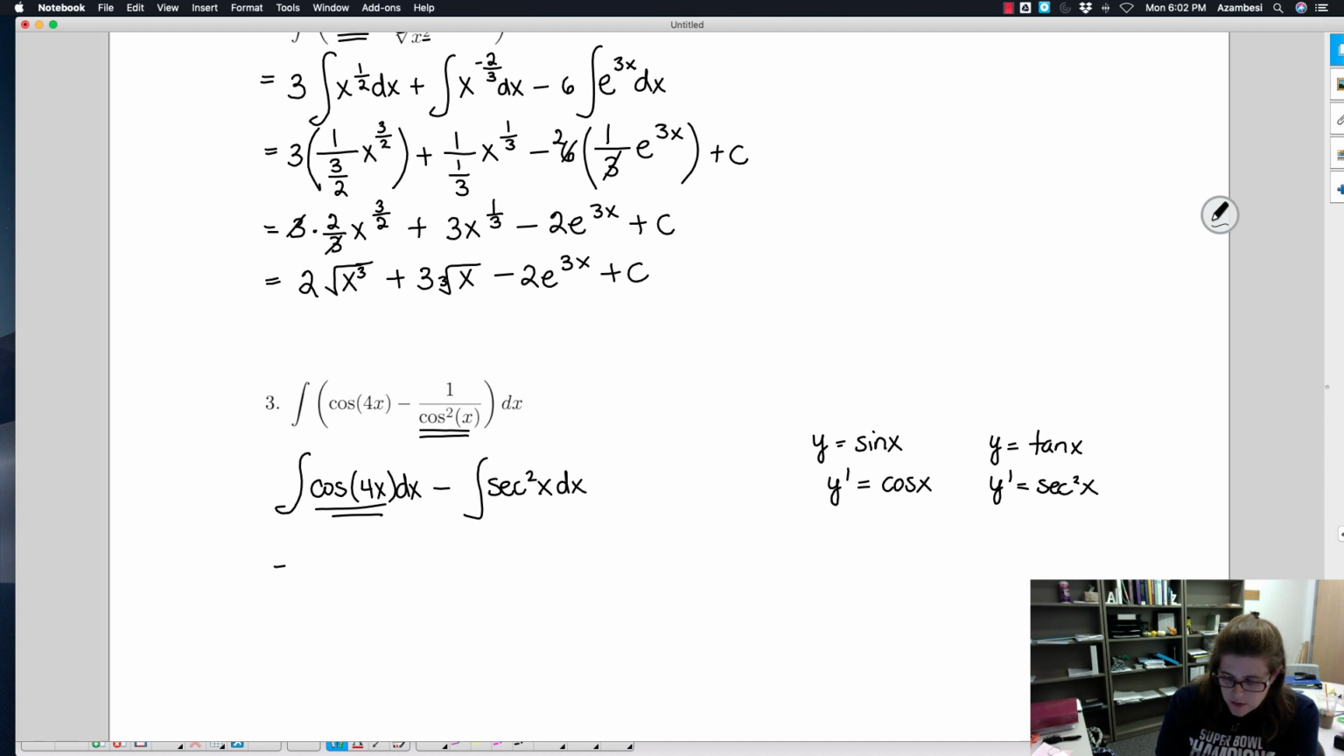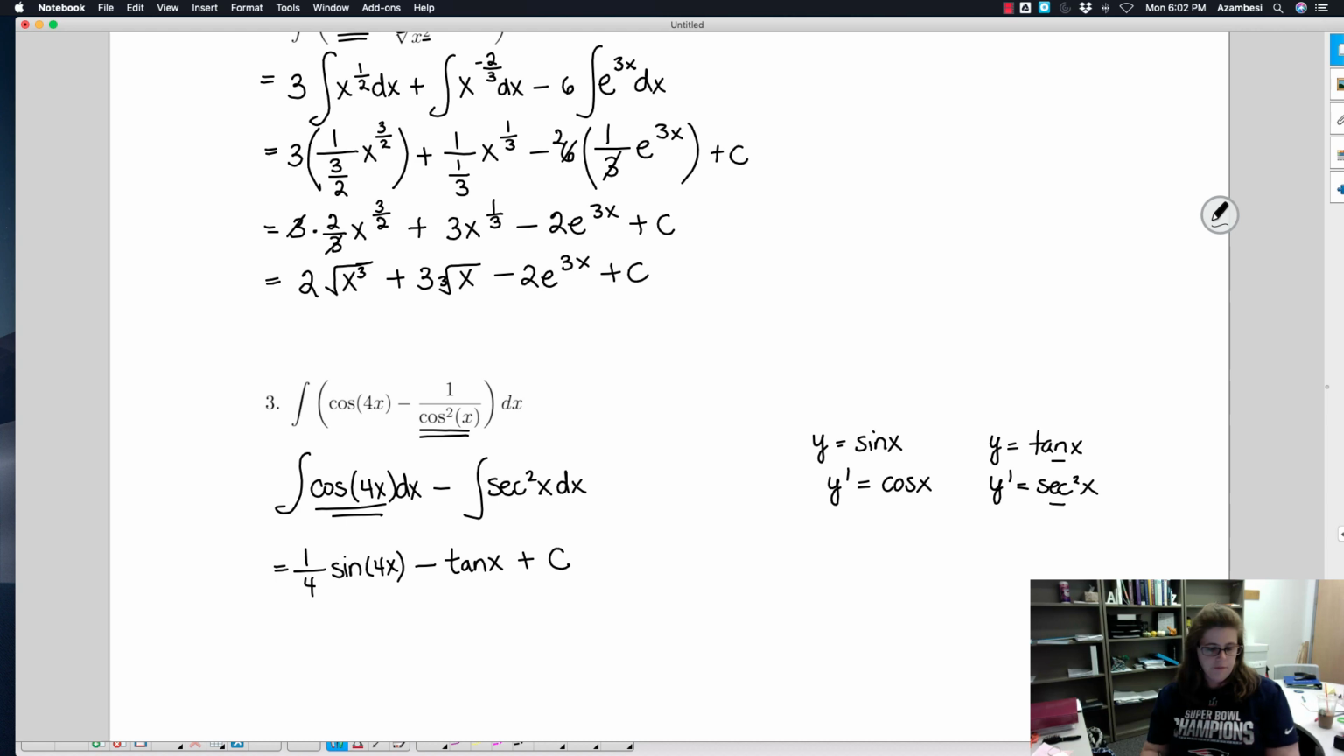So this is equal to 1 over the constant sine of 4x minus the antiderivative of secant squared is tangent, so tangent of x plus a constant. So 1/4 sine of 4x minus tangent of x plus c. All right, I'm going to leave it here for now.